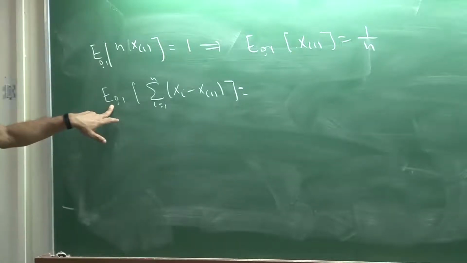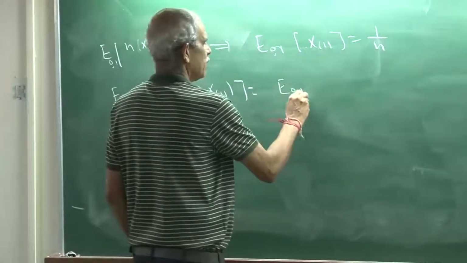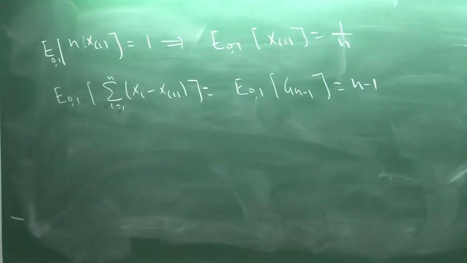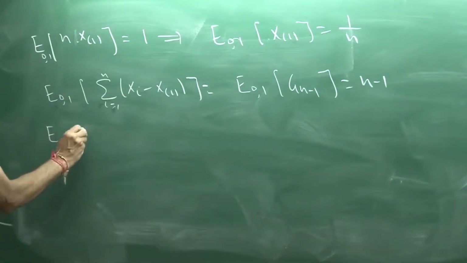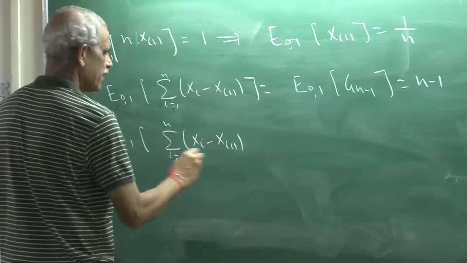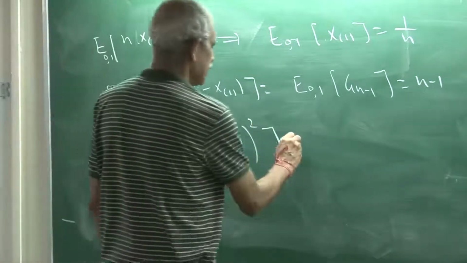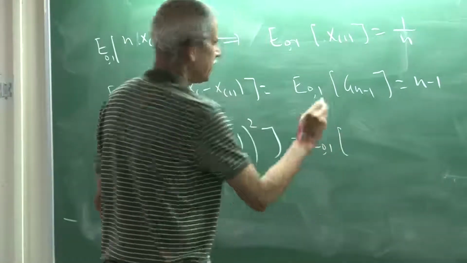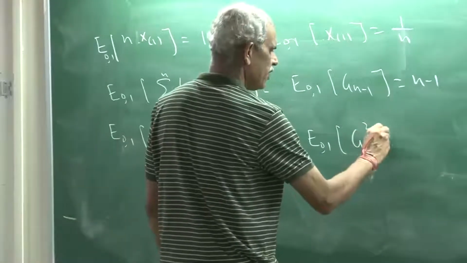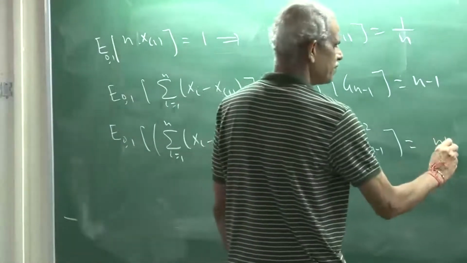E01, under mu 0 and sigma 1, you know that the summation is gamma n minus 1. So this is E01 of gamma n minus 1, which is nothing but n minus 1. E01 of summation i equals 1 to n of xi minus x1 whole square is nothing but expectation under mu equal to 0 and sigma equal to 1 of square of a gamma n minus 1 random variable. And this you know is nothing but n into n minus 1.